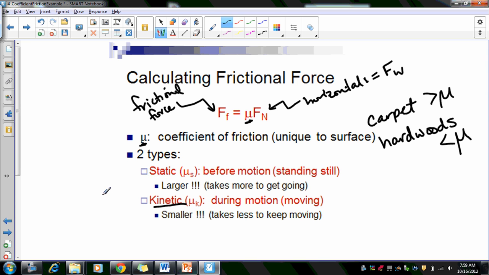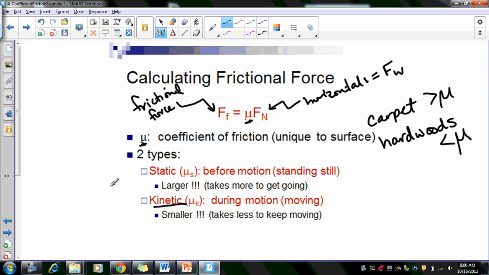Now, if we go back to our demonstration in the hallway with the wagon, anyone who was pulling knows this answer. Is it easier to get an object moving or to keep it moving? Anyone who was watching and anyone who was pulling knows that it takes more force to get an object moving than to keep it moving. So static coefficients are larger because it takes more to get it going.